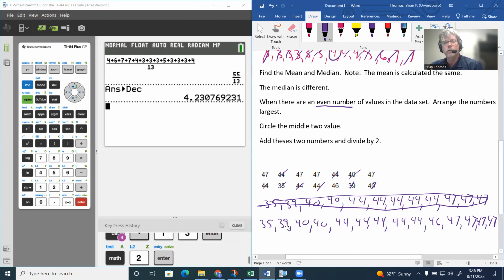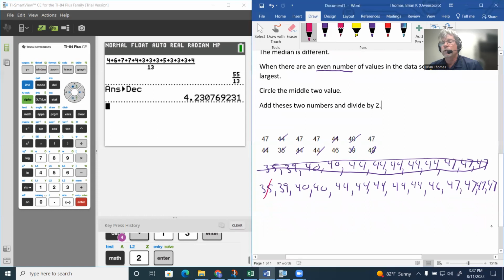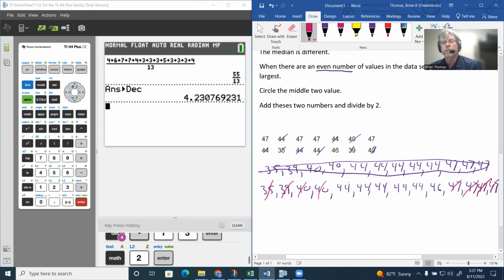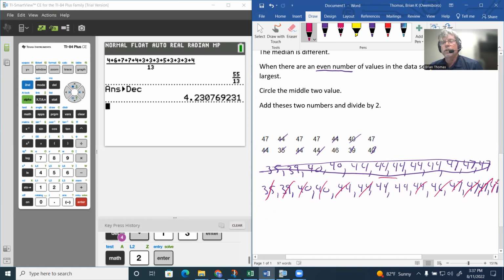So now I have 1, 2, 3, 4, 5, 6, 7, 8, 9, 10, 11, 12, 13, 14 pieces of data. So again, if I want to find the middle piece, what I can do is just start marking out, working my way to the middle. So this 35 goes away, this 47 goes away, this 39 goes away, this 47 goes away. So I can just keep marking them out there, work my way to the middle. And so what I have is just these 2 middle values.